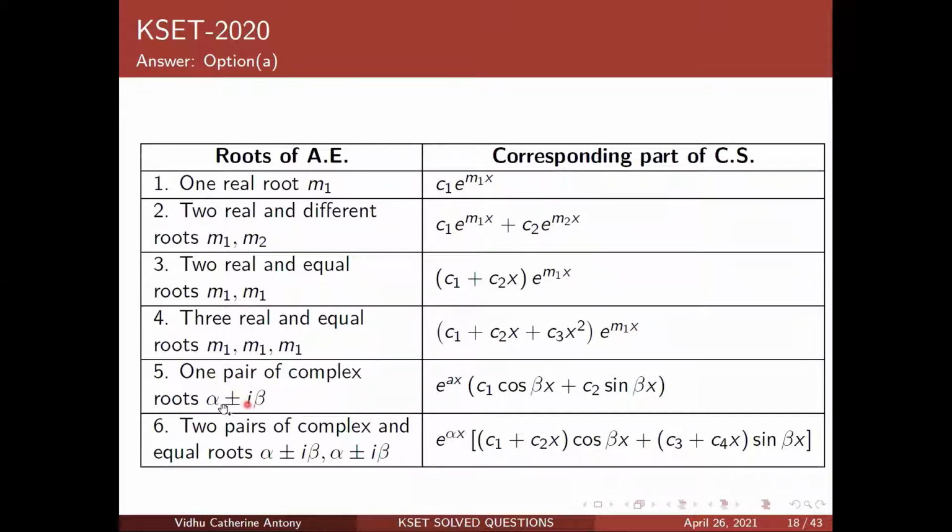Now we have one pair of complex roots, alpha plus i beta. Once you start having complex roots, you have sine and cos coming up. The beta part is with the cos and the sine, and the alpha part is with the exponential. So e to the power of alpha x, (c1 cos of beta x plus c2 sine of beta x). Then if you have two pairs of complex roots, both like this, you have e to the power of alpha x, ((c1 plus c2x) cos of beta x plus (c3 plus c4x) sine of beta x). And this is probably going to be very rare in these kinds of tests.